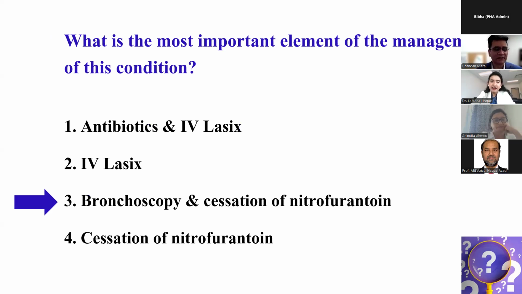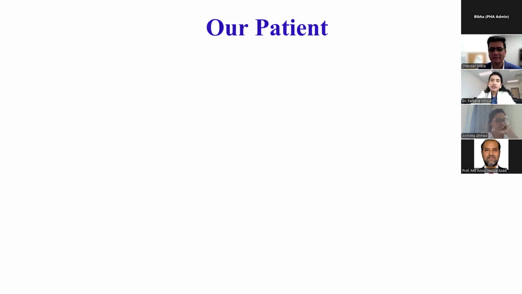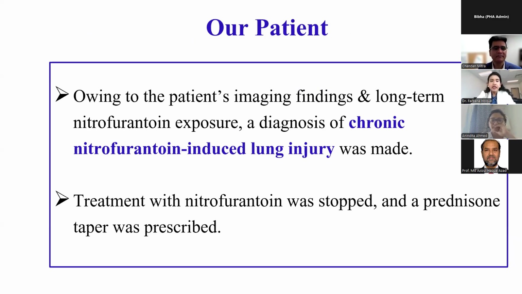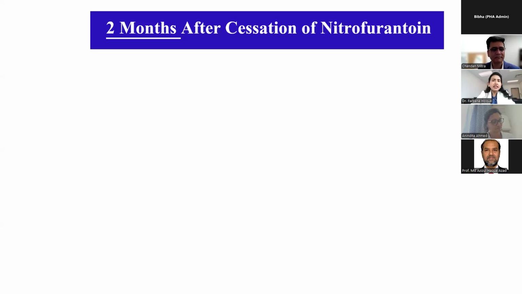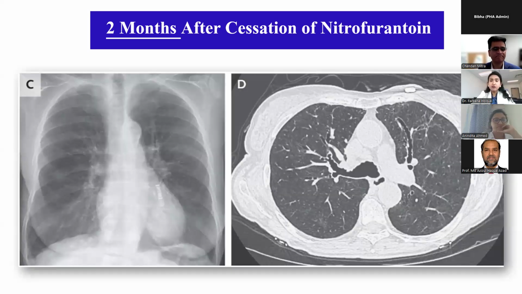So yes, the right answer is 3. Let's learn a couple of key points from this case. First, let's take a look at our patient. She had this imaging finding after long-term nitrofurantoin, so a diagnosis of chronic nitrofurantoin-induced lung injury was made. Nitrofurantoin was stopped and a prednisone taper was prescribed. Let's see how the imaging looks 2 months after cessation of nitrofurantoin. As you can see, it's remarkably better compared to the previous chest X-ray and CT chest.